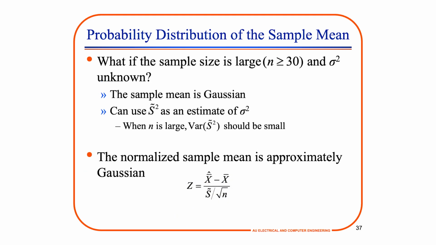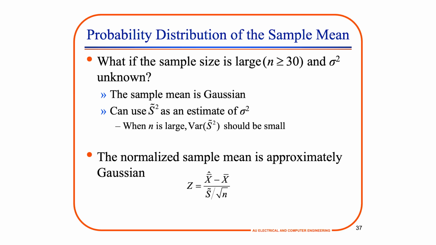This says, what if the sample size is large and sigma squared is unknown? This is important. We don't know sigma squared. This is more real. Can we use s squared as an estimate? Sure. You can use s squared as an estimate of sigma squared. When n is large, the variance of s squared should be small. That means there's not much difference between the true variance and the variance of the samples. That's the only thing he's saying there.